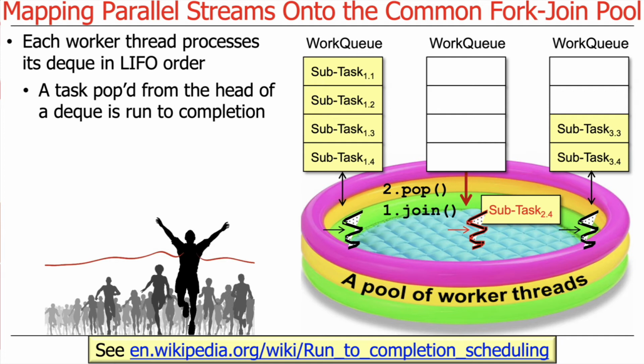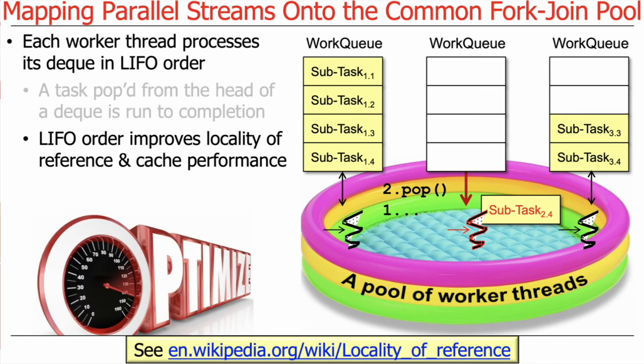Or, it could get suspended temporarily by the Java thread scheduler if there's more threads than there are cores, but the point is it'll run to completion. Why is it using last in, first out as the queuing discipline here? That's in order to improve locality of reference and improve the performance of caches. This is really important.